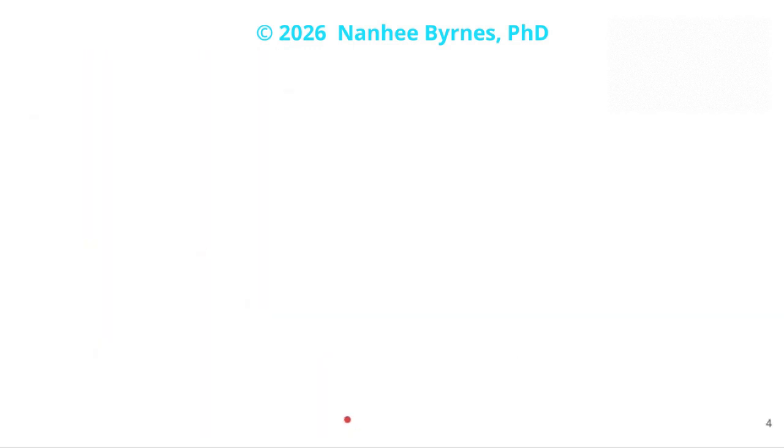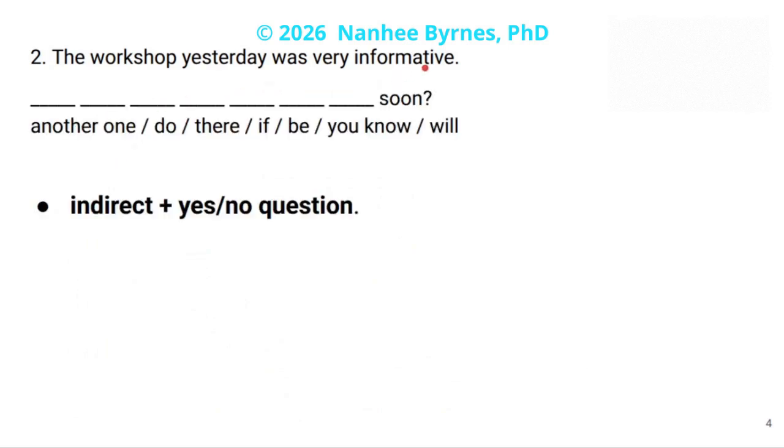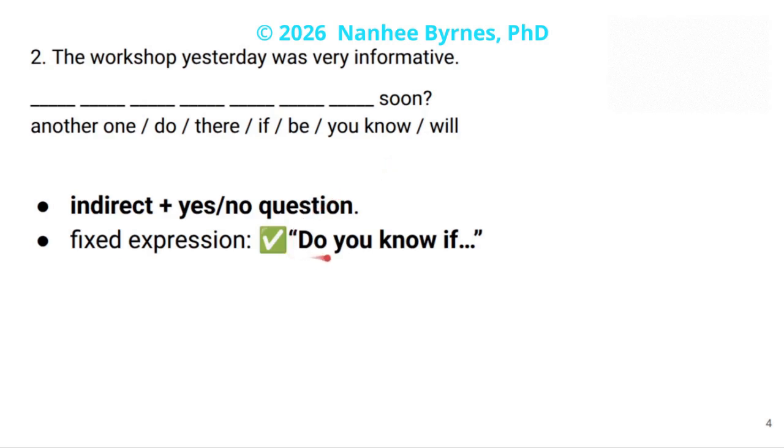Question 2. Prompt. The workshop yesterday was very informative. Words given, another one, do, there, if, be, you know, will. As soon as I see this, I know ETS is testing an indirect yes-no question. First, I look for a fixed expression. Here we have, do you know if? That's our opener.